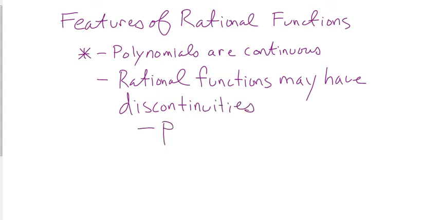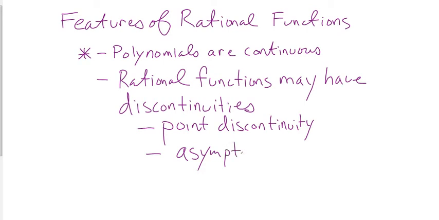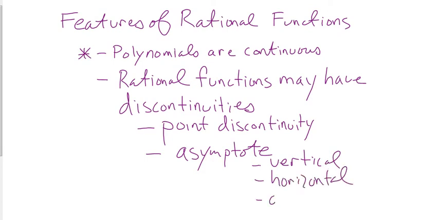Okay, and that could be a point discontinuity. And it could be an asymptote, which can be vertical or horizontal. And there are also oblique ones, which are beyond the scope of this course, but they do exist. Okay, but we won't be dealing with them. Magical curvy asymptotes.